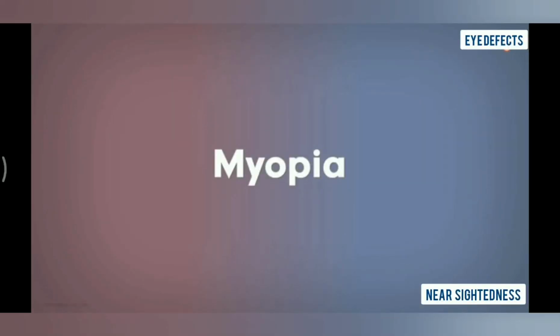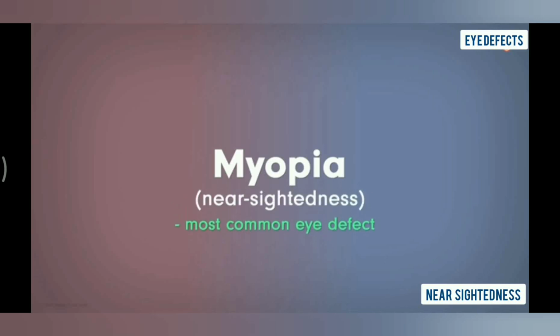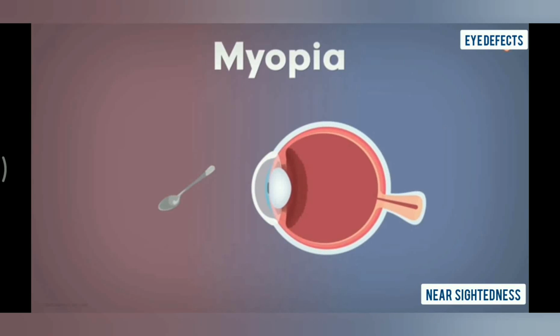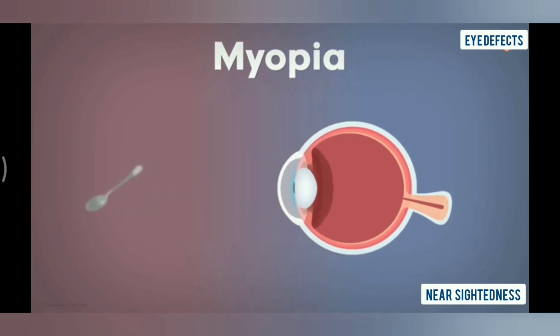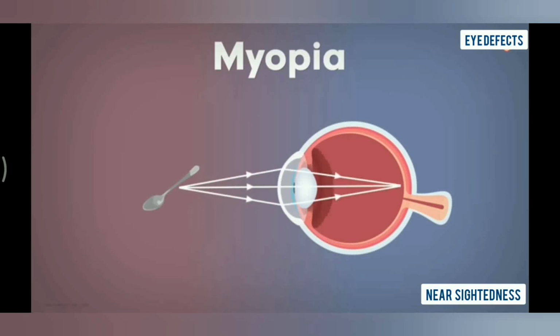A person may suffer from a common eye defect known as myopia. Myopia is also known as nearsightedness. A person suffering from myopia can see only near objects clearly, but cannot see the objects beyond a certain distance clearly. If the object is placed closer to the eye, then its image is formed exactly at the retina, and thus the image is clear and distinct.